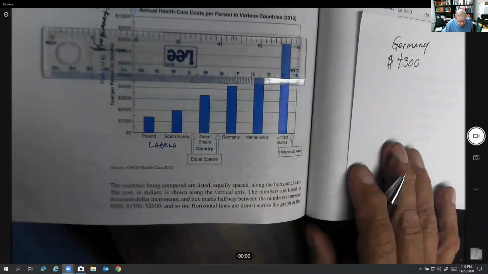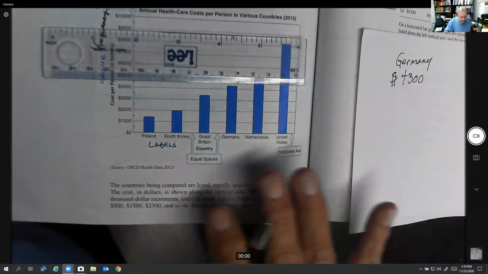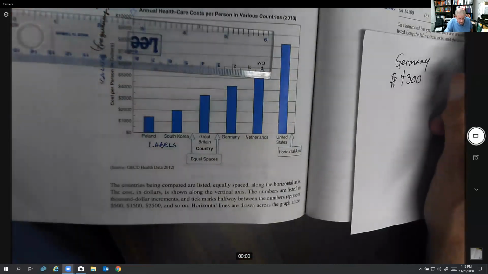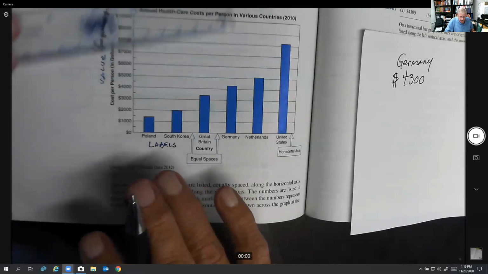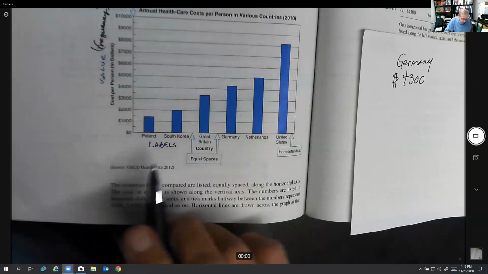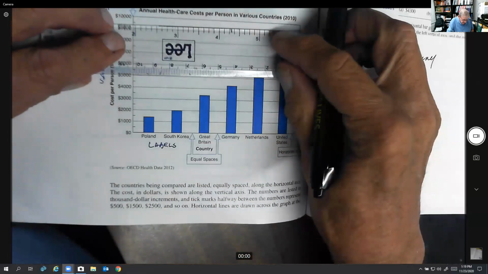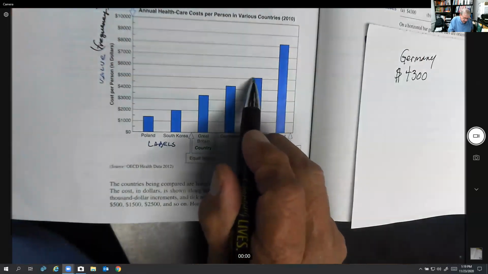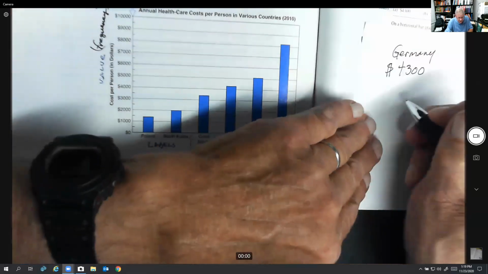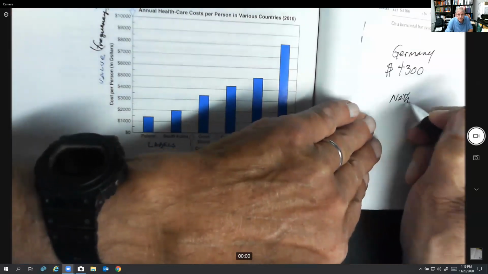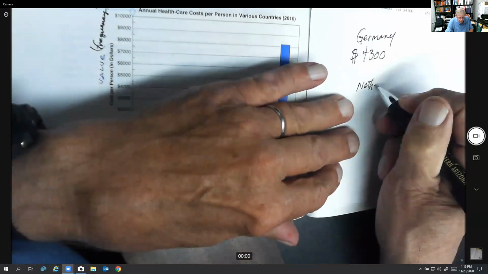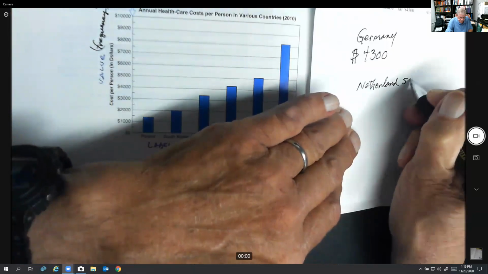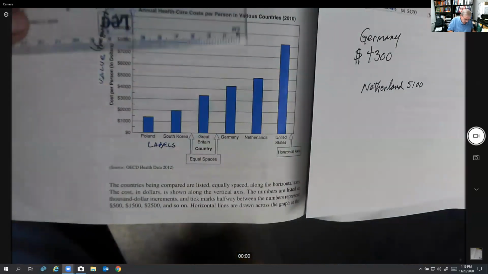Question number 2 is, by what percent did the cost per person in the Netherlands exceed the cost of Great Britain? Well, let's find out what Netherlands is. Netherlands was slightly above 5,000. You might say 5,000. I'm going to say Netherlands was 5,100. Okay.